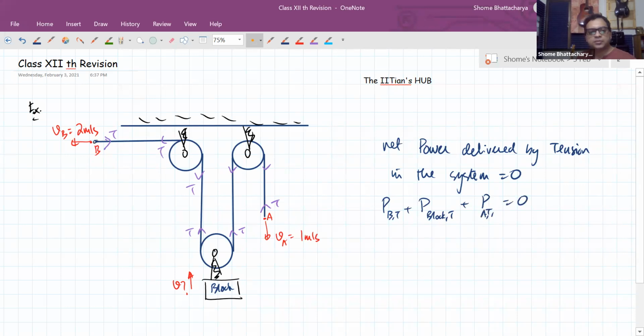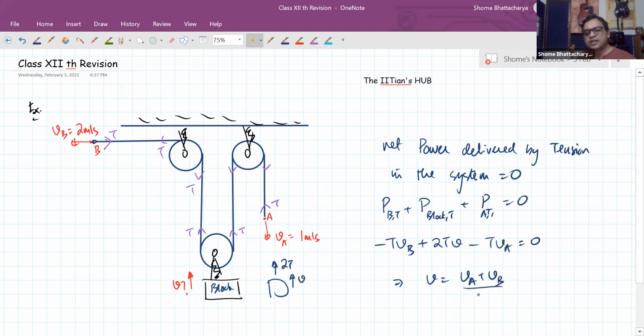So you can see that at this point, tension is acting opposite to velocity. So it is minus T VB. But at this point, 2T is acting on the block and its velocity is in the same direction. So plus 2T V. Okay, and then again at the point A, it is minus T into VA. This should be 0. So as you can see from here, you are getting V equals (VA plus VB)/2. So this is a very direct application of this concept. Okay. So it should become 1.5 meters per second in this case.